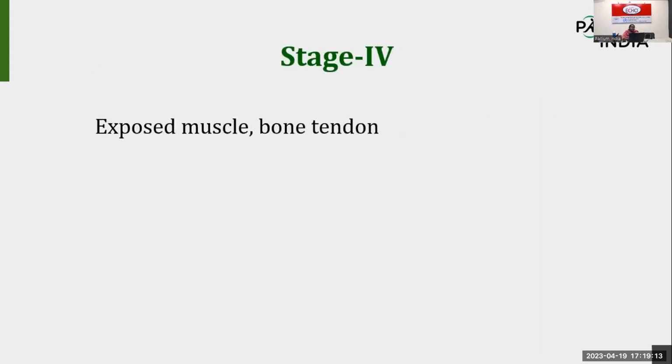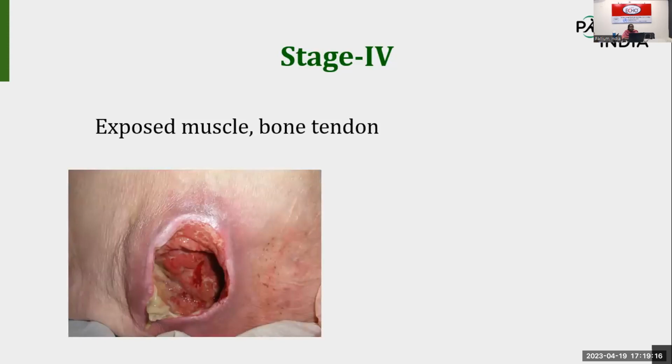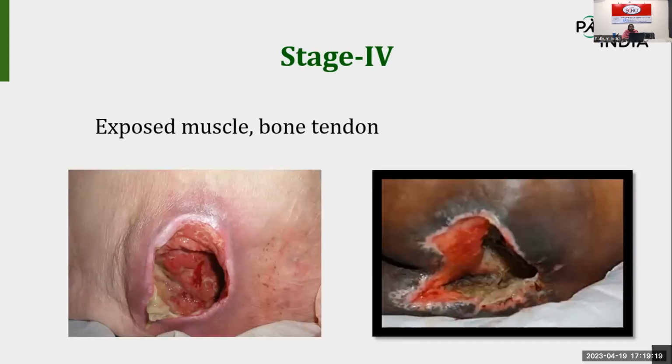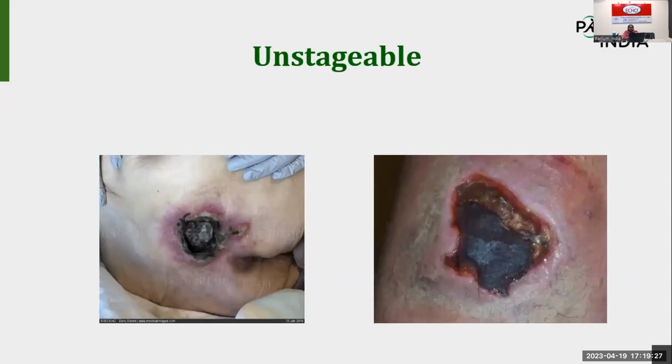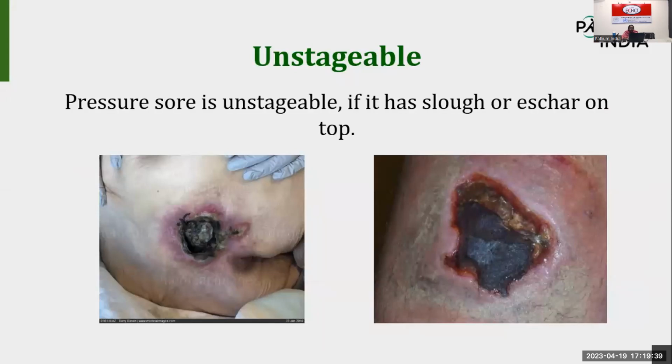And coming to stage 4, exposed muscle, bone, and tendon. This is the stage 4 pressure ulcer. We are able to see the muscle, bone, and tendon. And the fifth one is unstageable wound. In an unstageable wound, you can see black necrotic tissue on top of the wound. We can't say whether this is stage 4 or stage 3. If there is slough or eschar on top, we can't assess the stage. That is called unstageable wound, and when we document it, we document it as an unstageable wound.